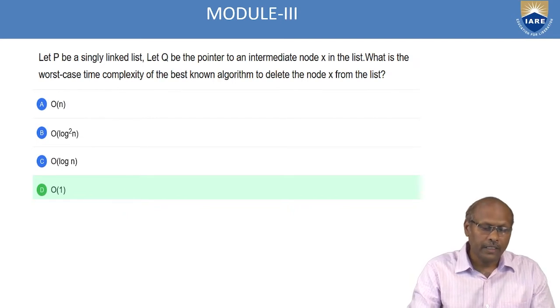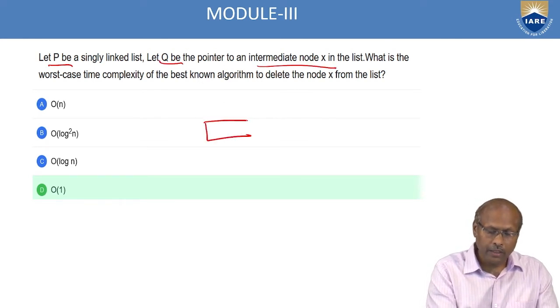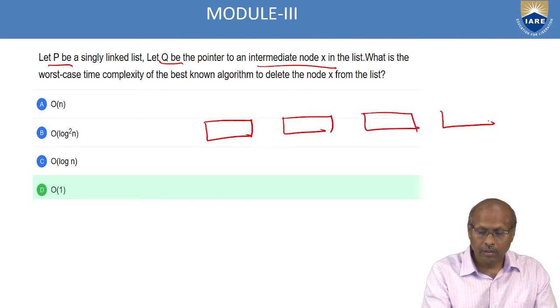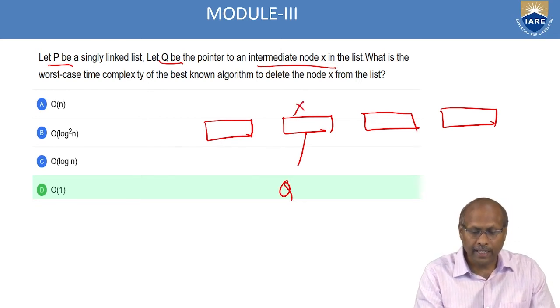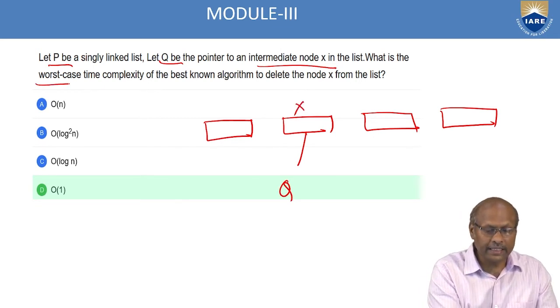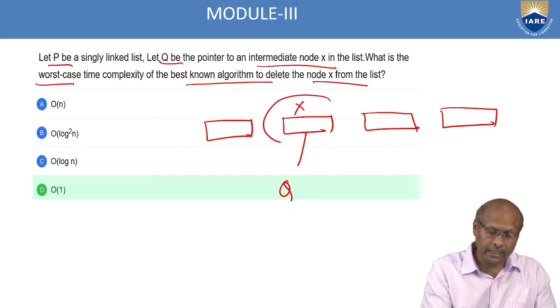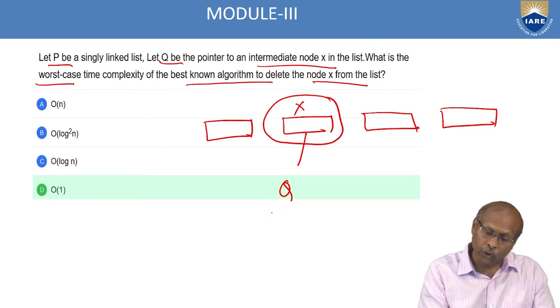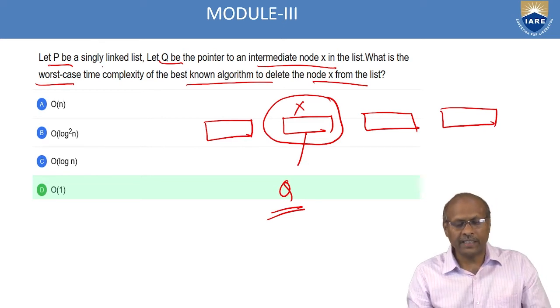They may ask another question. Let P be a single linked list and Q be a pointer to an intermediate node X. That means you have a single linked list, and Q is a pointer to the intermediate node X. This is the node X. Then what is the worst case time complexity of the best known algorithm to delete the node X? Now you want to delete the node X. But this node X's address is known to the pointer Q. So as you know the address directly, now what is the time complexity they are asking?